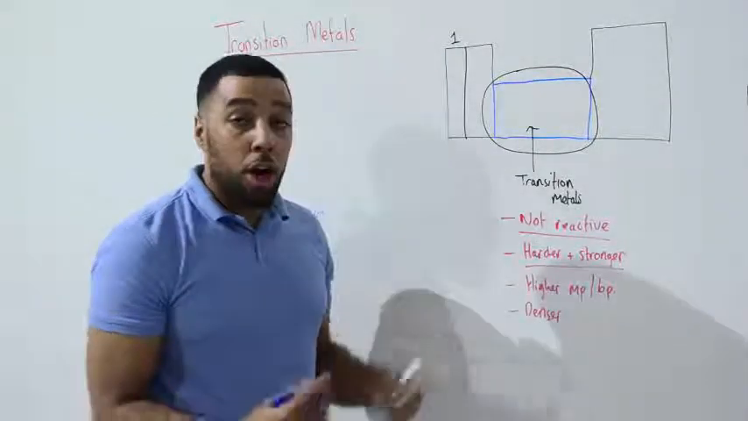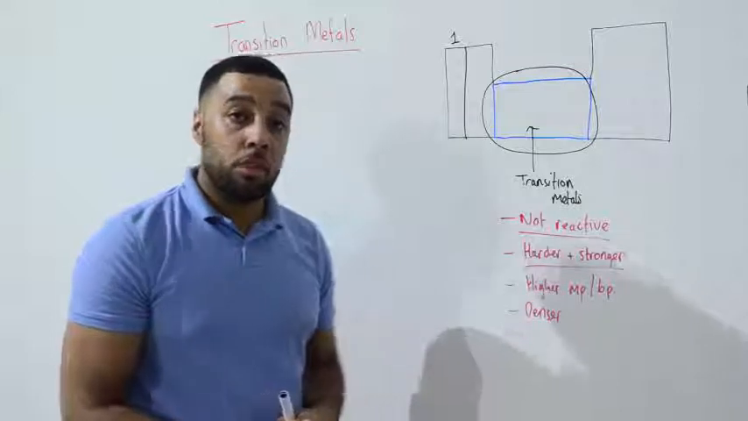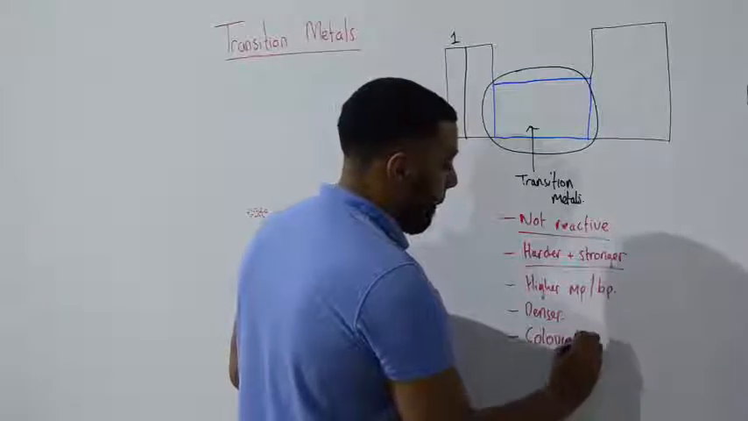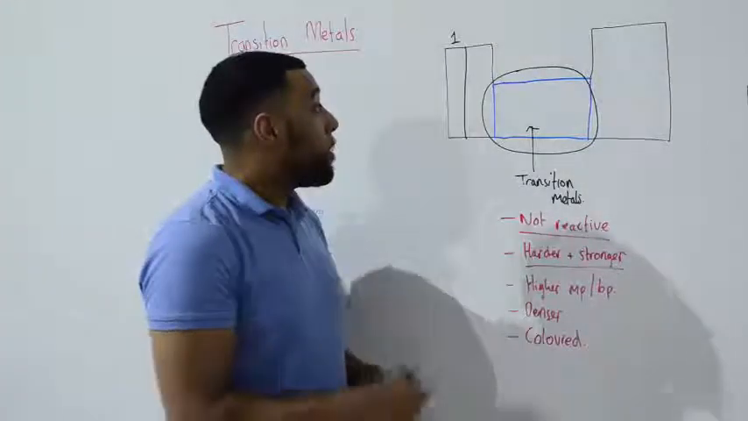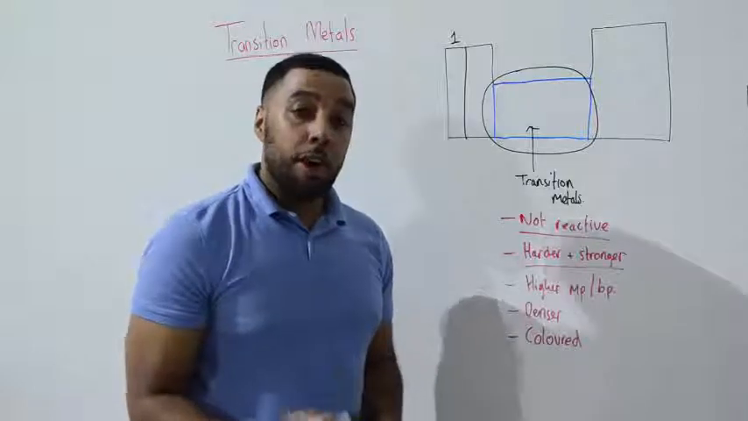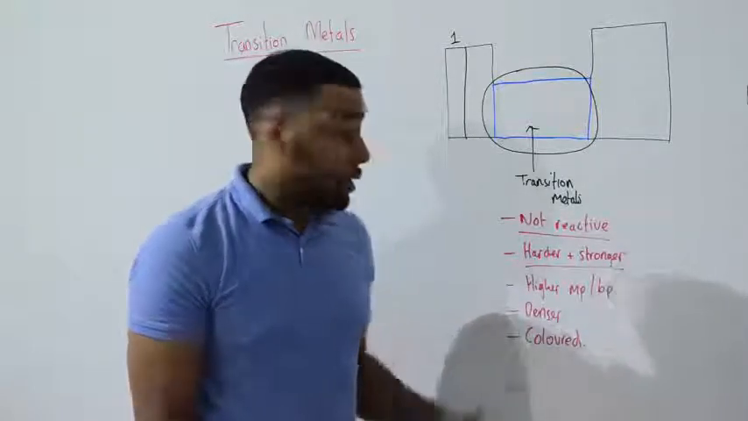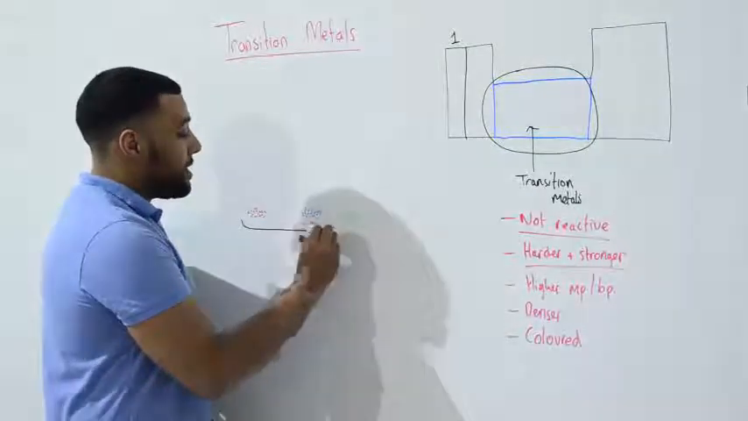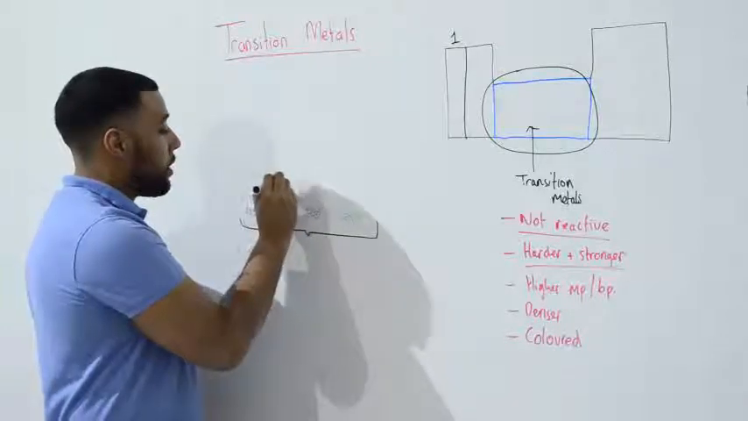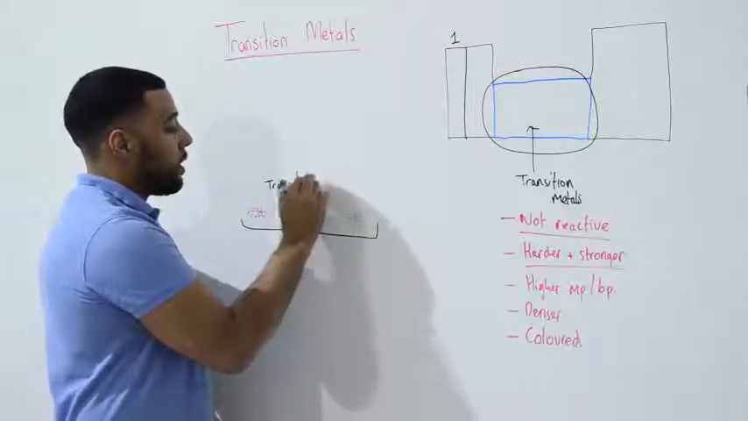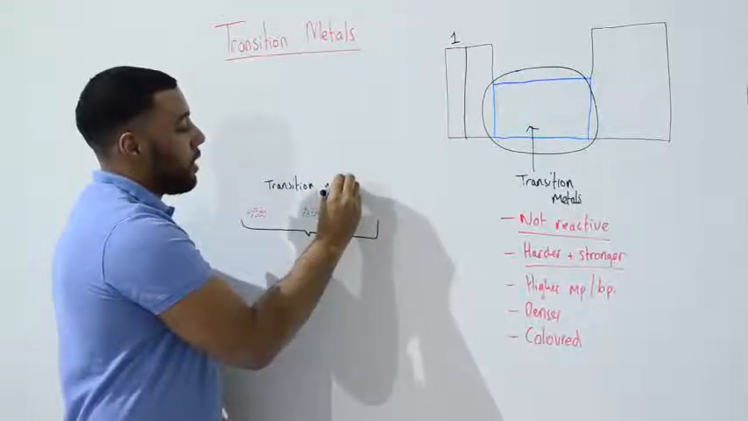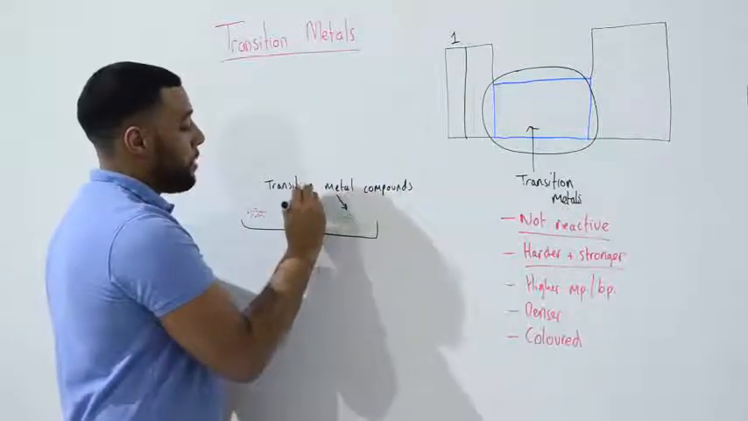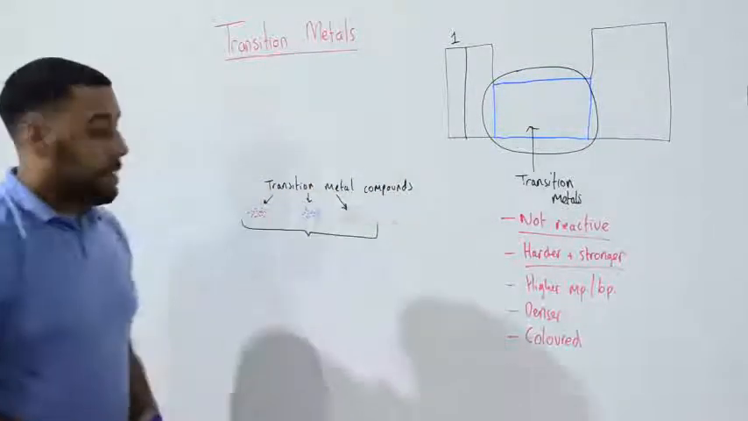When we form compounds using transition metals, a lot of the compounds are coloured, whereas the group 1 elements, all of their compounds had a white colour. If we look at just a few examples here, you can see that the transition metal compounds form many different colours.